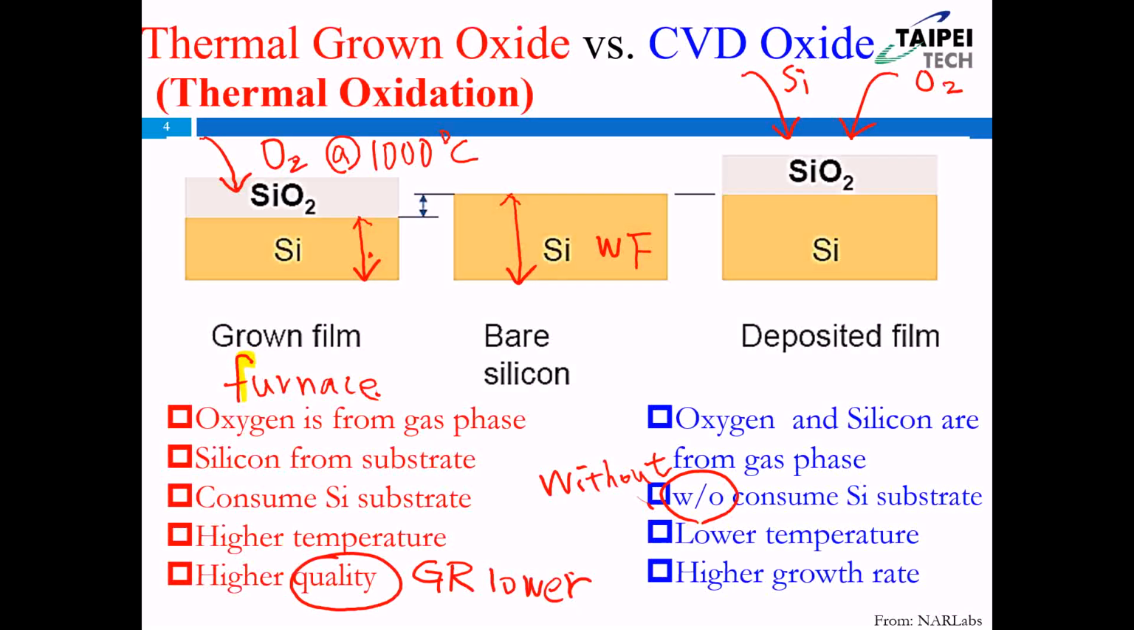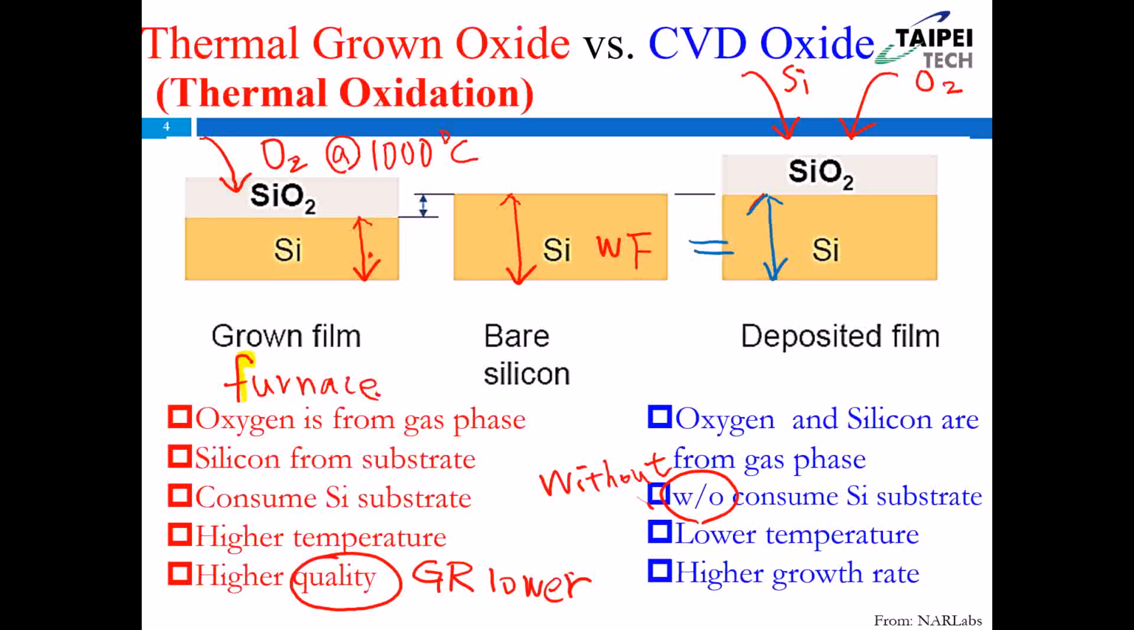So you see, the silicon wafer has the same thickness as the original silicon wafer, right? For the CVD oxide, the silicon wafer thickness is the same as the original silicon wafer, because we don't consume the silicon wafer. We don't use the silicon wafer to provide the silicon atoms. The silicon atoms are from outsourcing.